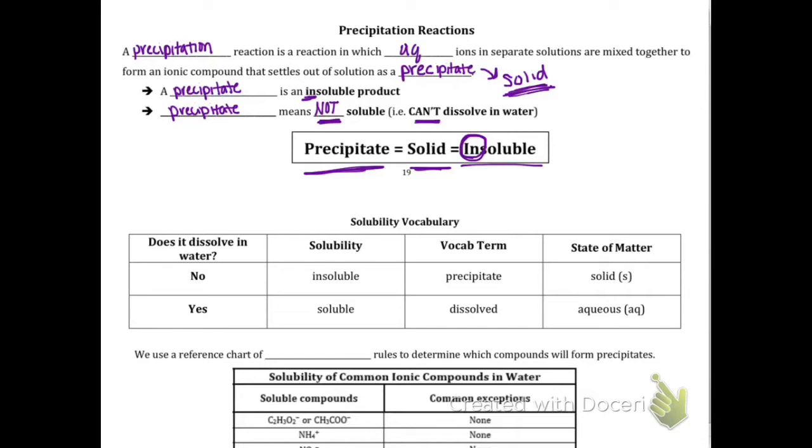So let's recap some vocabulary words. So the question is, does it dissolve in water? If the answer is no, then we say it is insoluble. Remember the prefix in meaning not soluble. It does not dissolve, right? So here it does not dissolve. It forms a precipitate, which is a solid thing, okay?